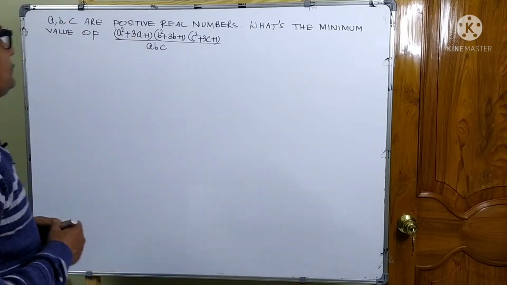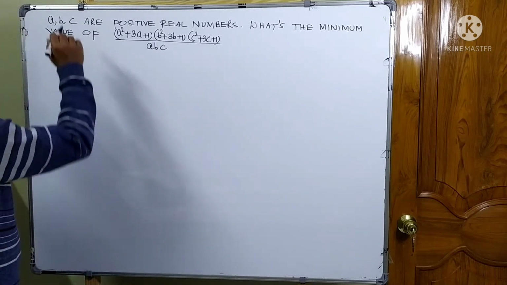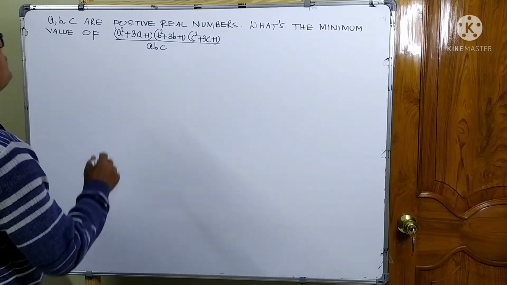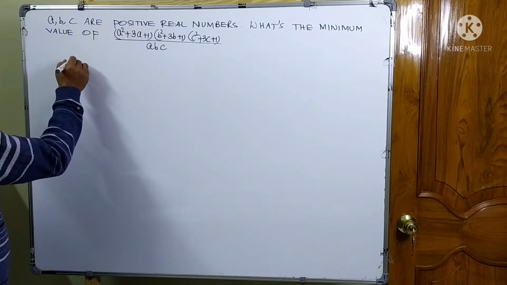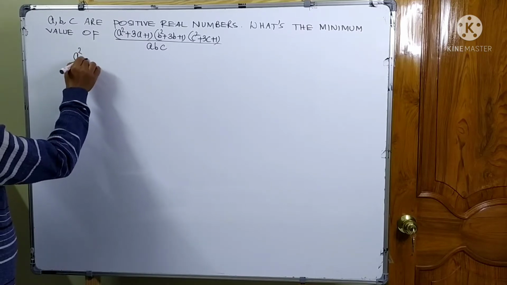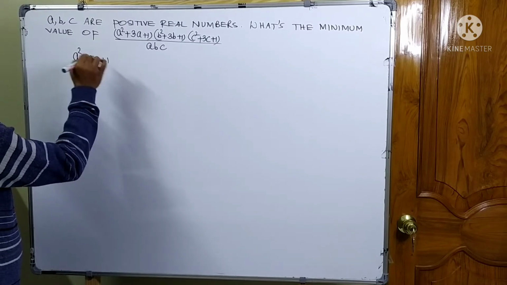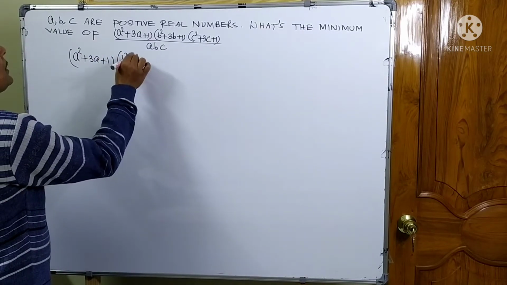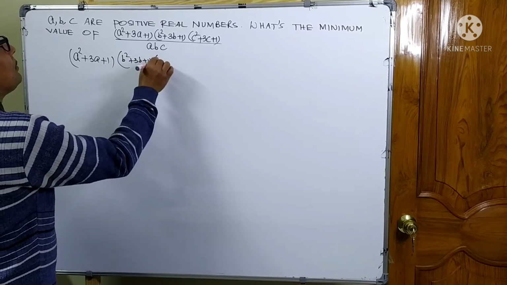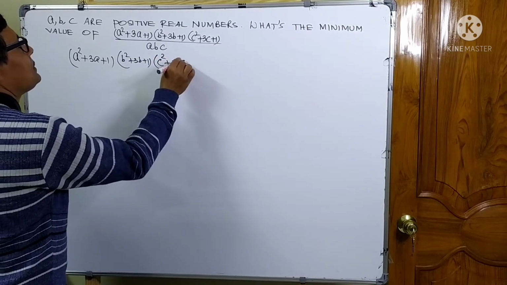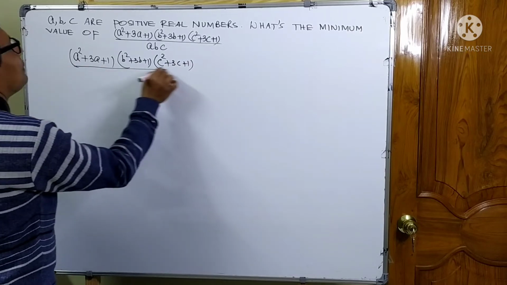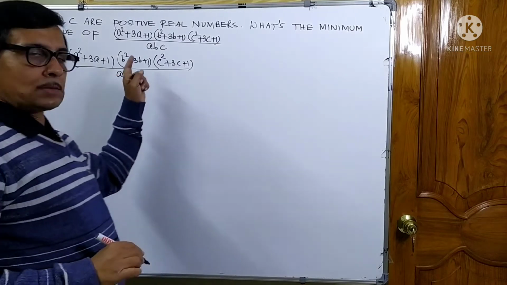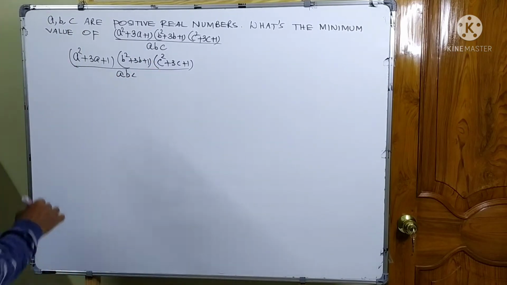Now let us begin. At first we shall write the expression, that is (a² + 3a + 1)(b² + 3b + 1)(c² + 3c + 1) over abc, which is to be minimized. This expression is to be minimized.